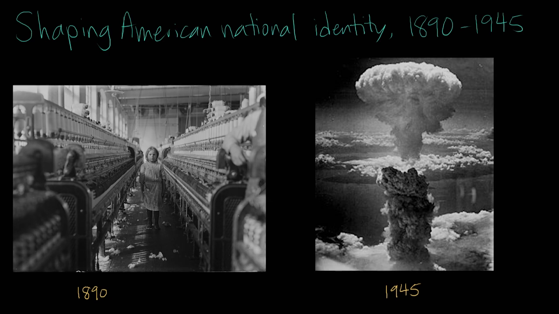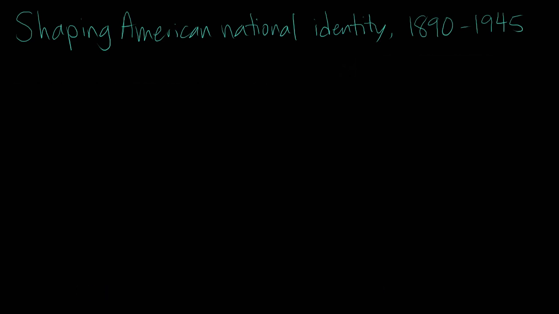As a historian, I'm curious about how these changes affected American national identity during this period. National identity is a bit of a slippery thing, but it encompasses a lot of core values and beliefs in society about who counts as an American, how Americans should act, and how the United States should relate to other countries. So how can we measure just how much impact the events of the first half of the 20th century had on American national identity?